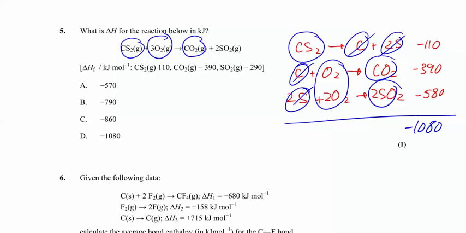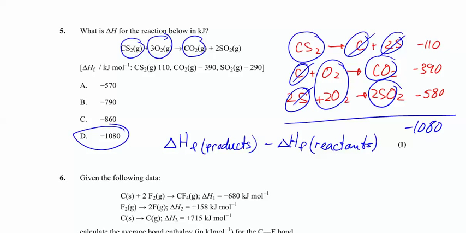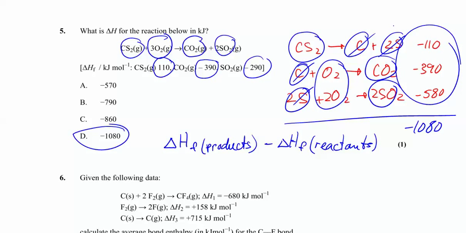And there's your answer. The shortcut way is that there where you take the delta H to make all the products. In other words, 1 CO2 is going to be negative 390. 2 SO2 is going to be, well, 2 times negative 290. And then I'm going to subtract the enthalpy to make the reactants. In other words, subtract 110. In other words, plus negative 110, which is exactly what we did there. So you can do it that way if you like as well. Both of them seem to work.